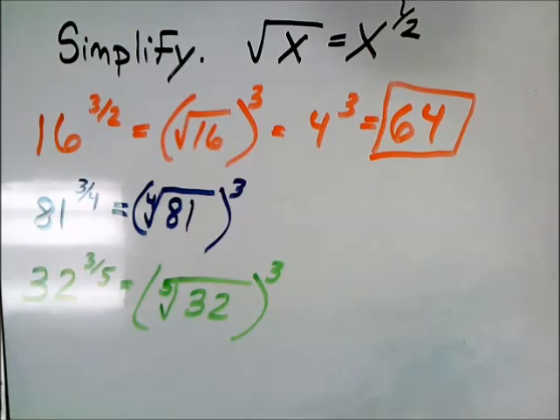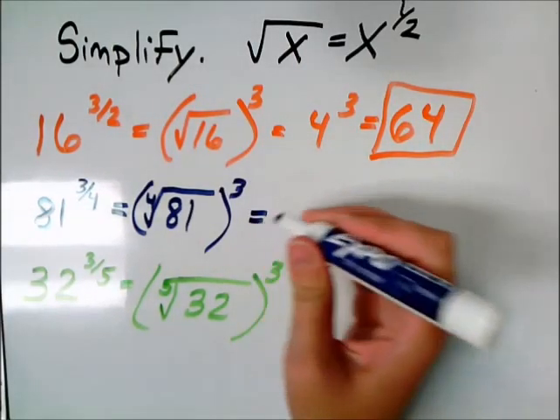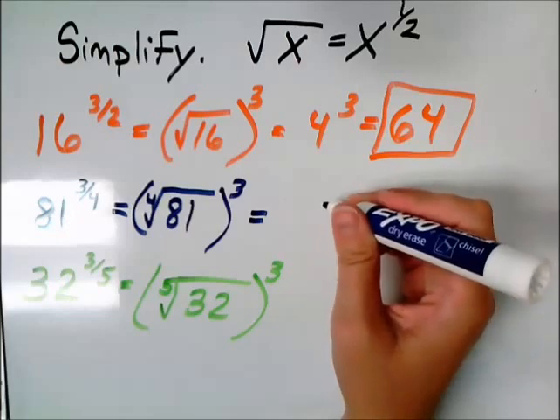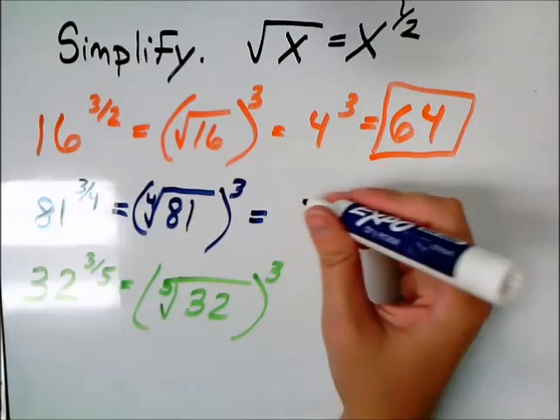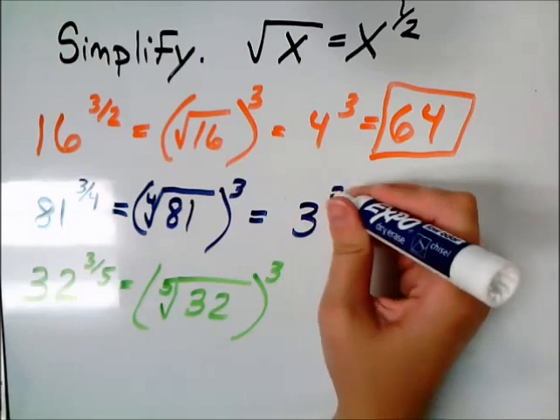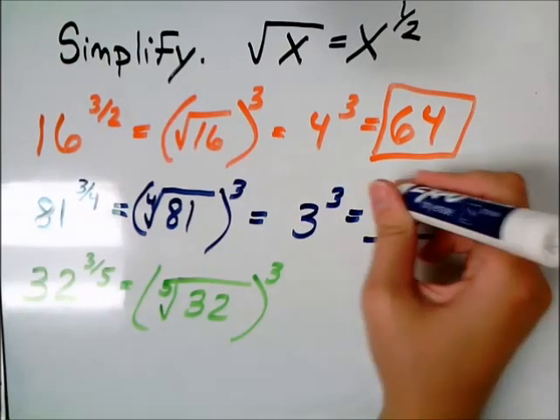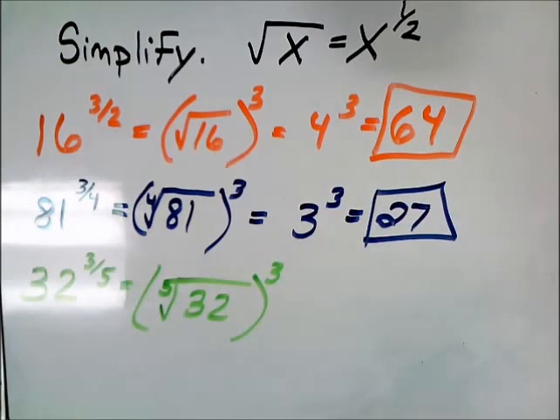And then on the 81, what's the 4th root of 81? So what can I multiply by itself 4 times to get 81? So 3 times itself 4 times gives you 81. 3 times 3 is 9, times 3 again is 27, times 3 again is 81. But we can check these things in our calculator too. So 3 to the third, much easier to simplify once it's written in the other form.